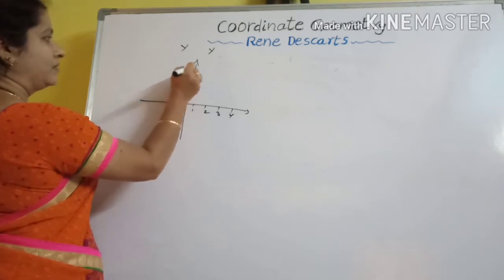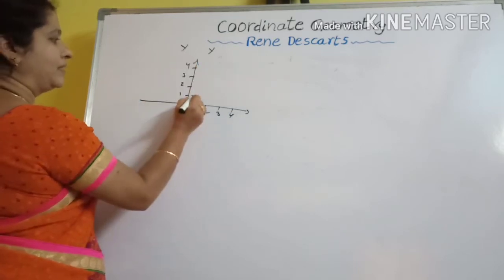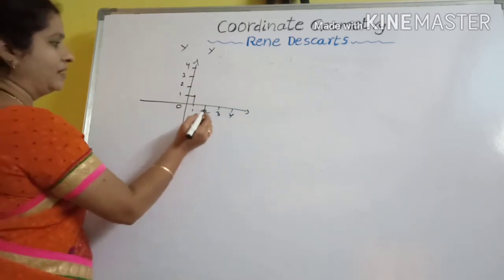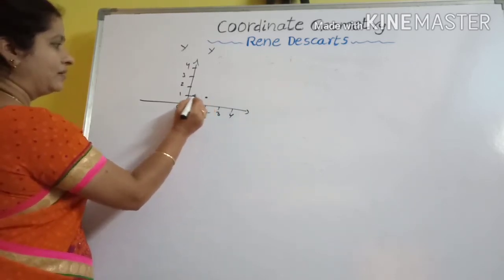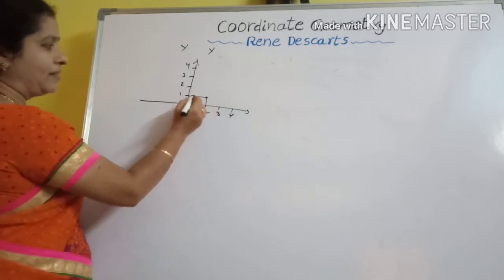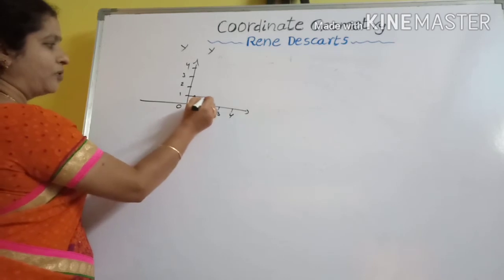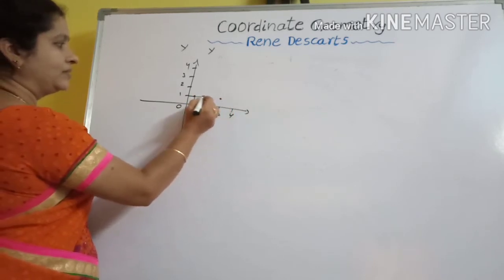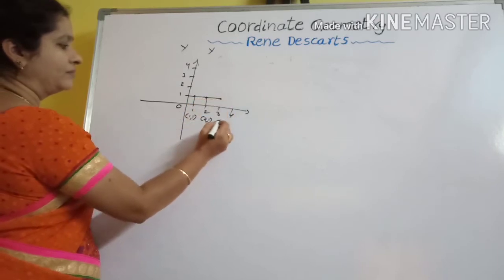Here we are taking the points like this. It is (1, 1). Okay? Next one point, it is also (2, 1). This point is (3, 1).